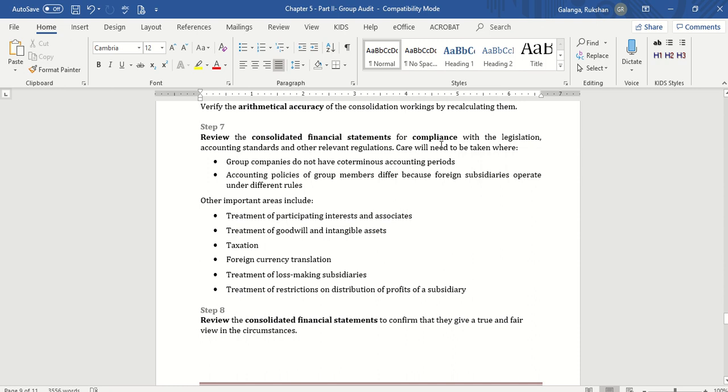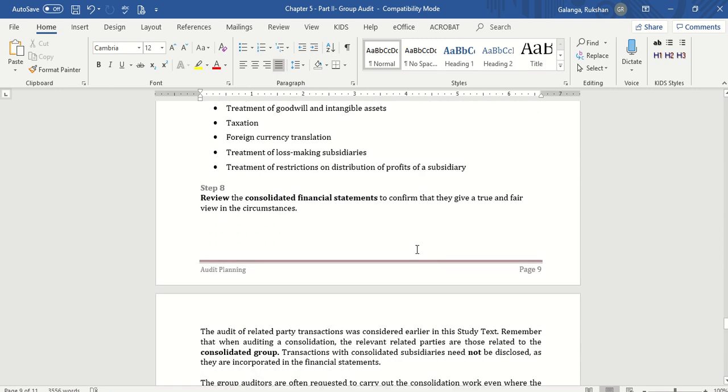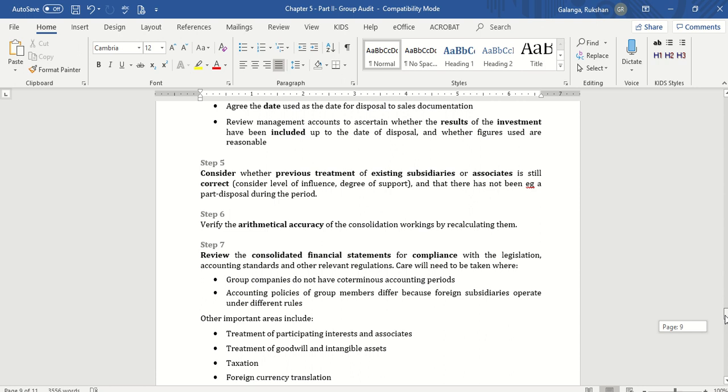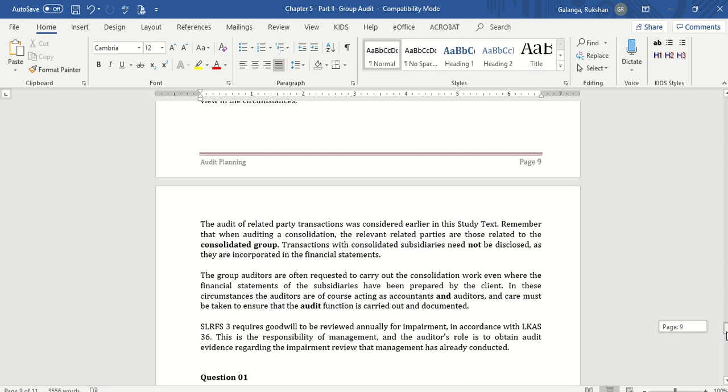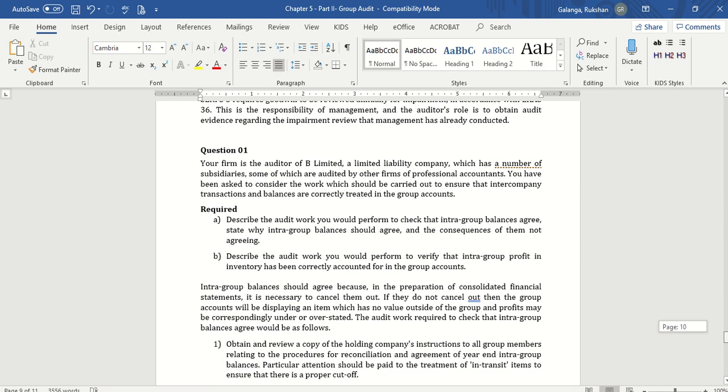Review the consolidated financial statements for compliance with the legislation, right? That means you can see whether the required disclosures have been made in the financial statements. And review the consolidated financial statements to confirm whether they give a true and fair view in the circumstances. So those are the things that you can check in relation to the consolidation. And we can move to the question, right?